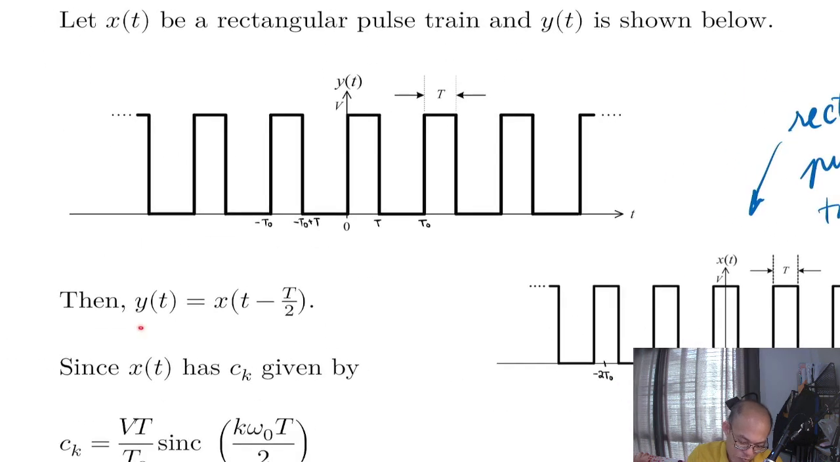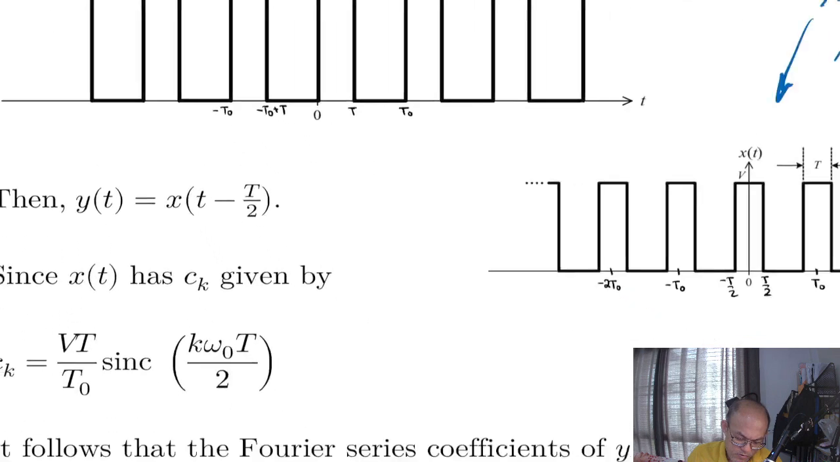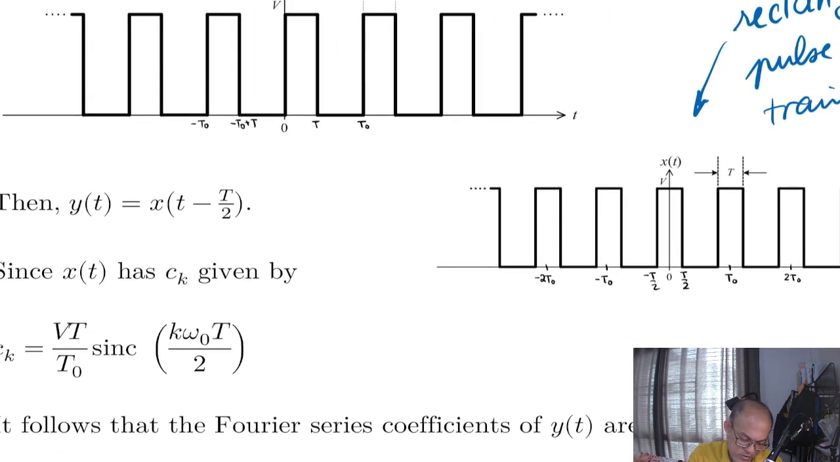So I can write down y as x in parentheses t minus capital T over 2. All right? Because y is x shifted to the right by time t over 2.